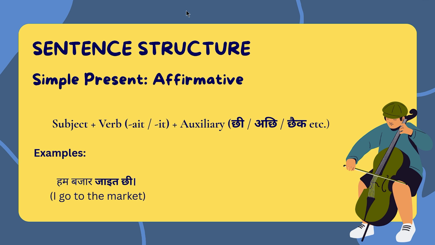हम बाजार जाइत छी. I go to the market. So this is again a factual statement. Somebody goes to market, maybe daily. ओ किताब पढ़ैत छै. He, she reads a book. O is a demonstrative here and किताब पढ़ैत छै. So this is simple present.